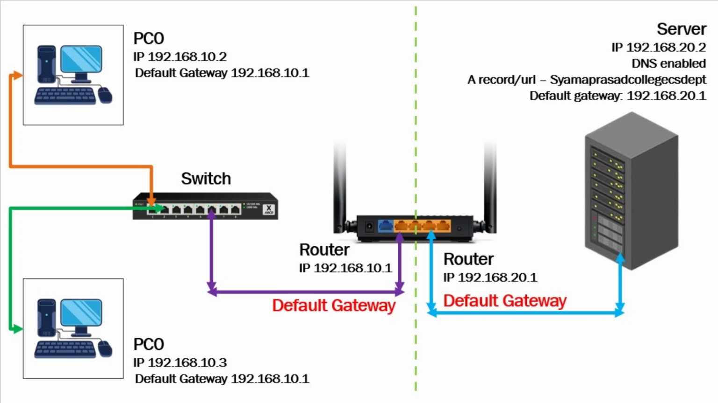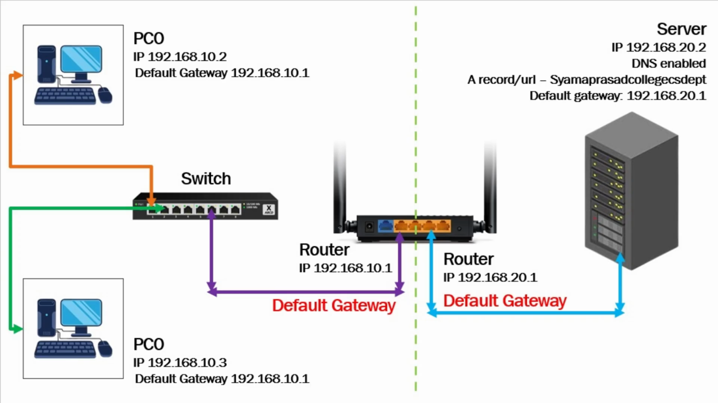On the router's LAN-facing interface, we assign the IP address 192.168.10.1. This acts as the default gateway for the computers. In practical terms, this means that whenever the computers in the LAN need to communicate with devices outside their local network, they will forward their traffic through this gateway.